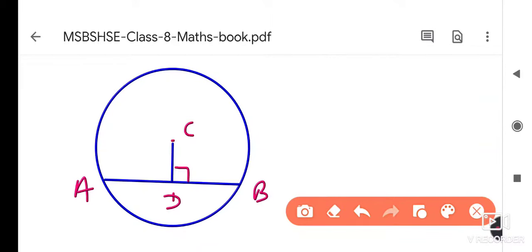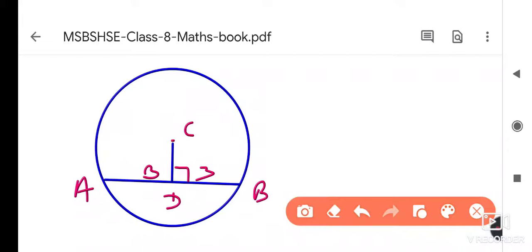So the property is that if we draw the perpendicular to the chord from the center of the circle, it bisects the chord. The meaning of it is that if AB is equal to 6 centimeter, then AD is equal to 3 centimeter and DB is also equal to 3 centimeter. So this is the property.